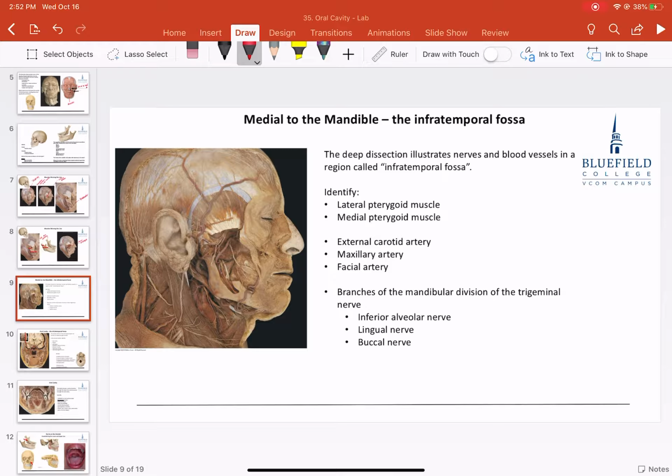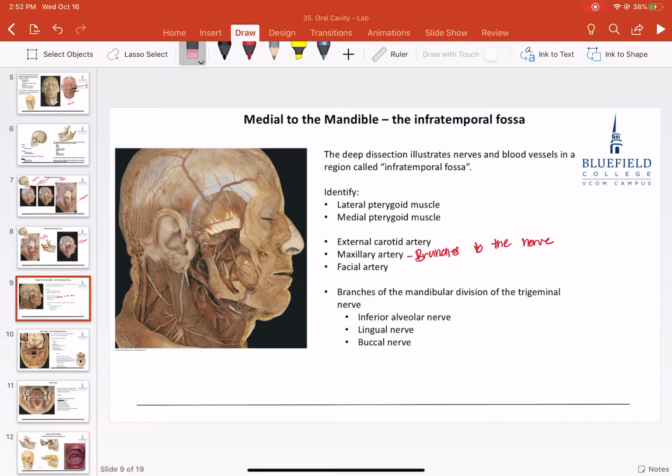Now down here, I talk about the trigeminal nerve, the mandibular division of the trigeminal nerve. And we can actually see parts of that right here, this white layer right here. And there's another nerve right here that's actually going into the bone, the mandible. That is the inferior alveolar nerve. That's what's listed right here.